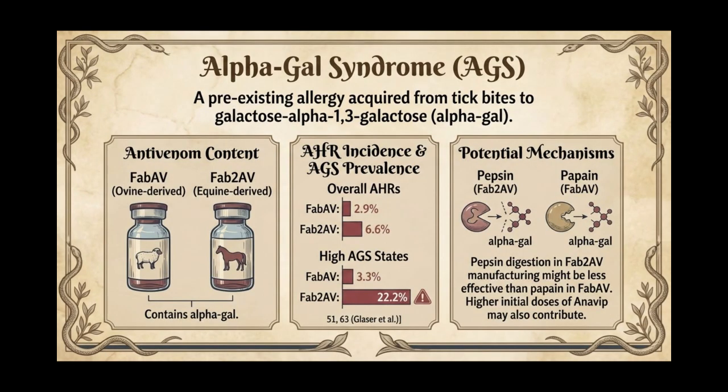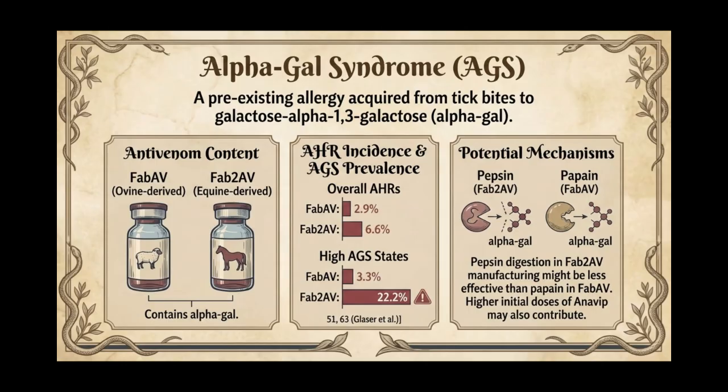Recent research highlights a correlation between allergic hypersensitivity reactions to antivenom and alpha-gal syndrome, particularly with products derived from horses. Both FabAV, which is derived from sheep, and Fab2AV, derived from horses, contain the oligosaccharide galactose-alpha-1,3-galactose, which can trigger allergic reactions in individuals with alpha-gal syndrome. This syndrome is acquired through tick bites.